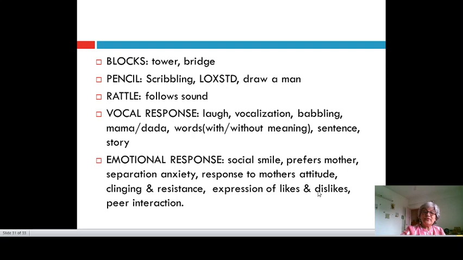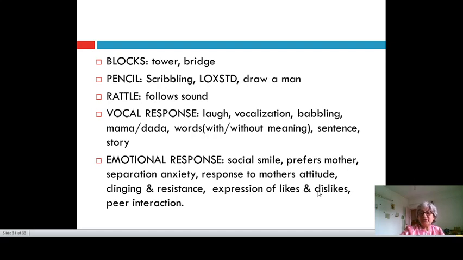A rattle is useful in testing whether the child can hear. Then we analyze the vocal response. What is the baby doing vocally? Laughing, vocalizing, babbling, uttering small words, bisyllables, mama, dada, with or without meaning, small words, vocabulary, whether the baby can talk in a sentence, whether the baby can tell a story. According to age, these are the things I look for.